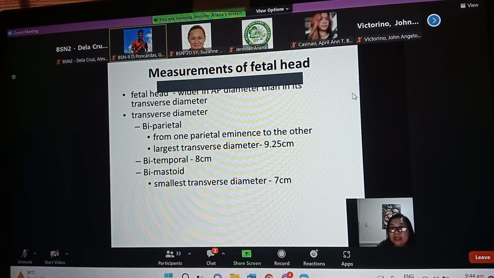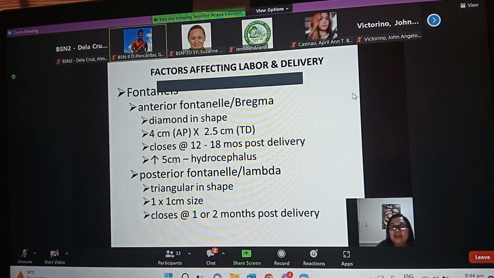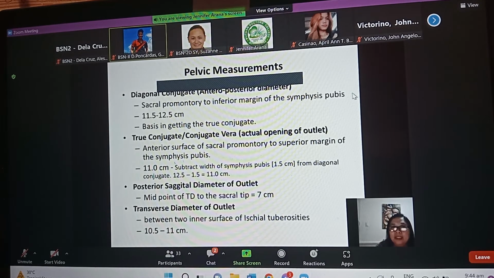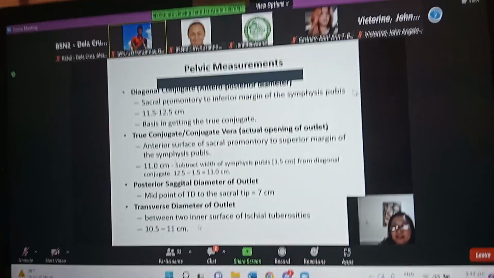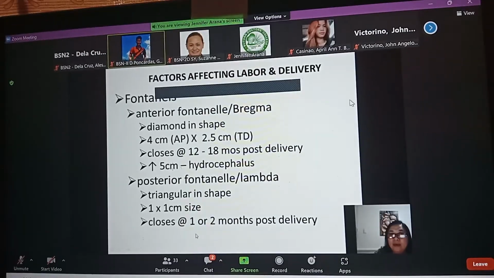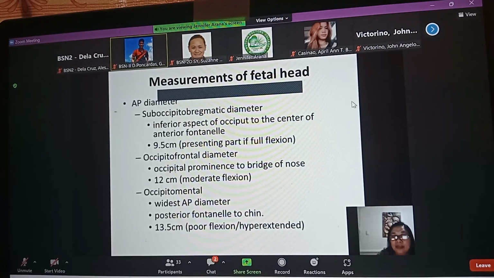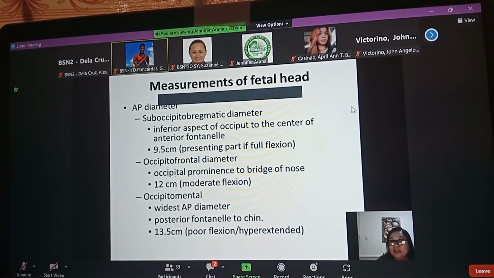Imagine, unsay pinakagamay nga measurement sa maternal pelvis? Asa to na atay 7 centimeters, no? And then moagi ang 13.5 centimeters. So lisod kay siya moagi.